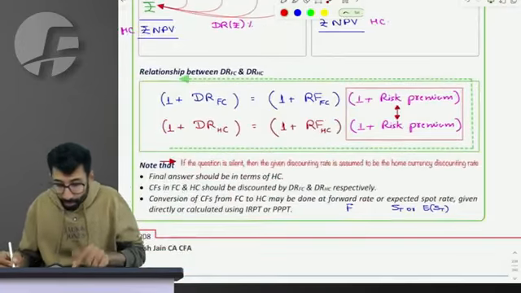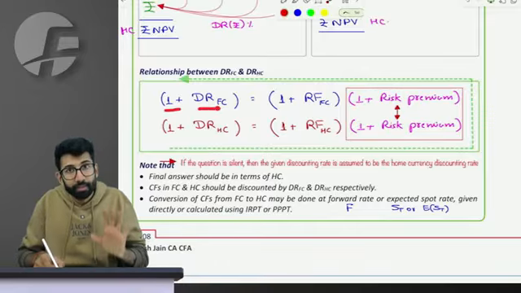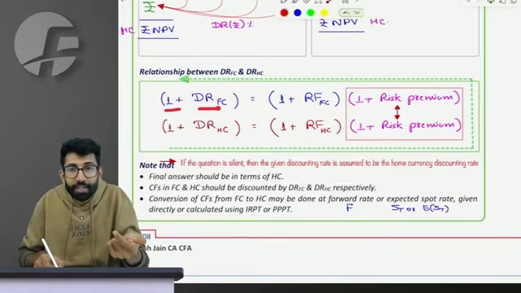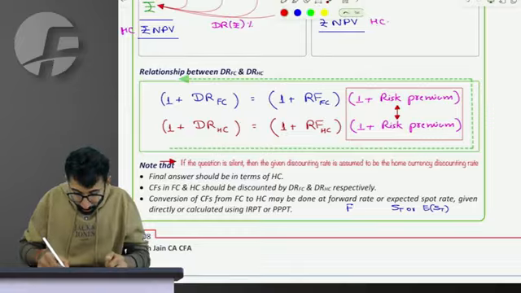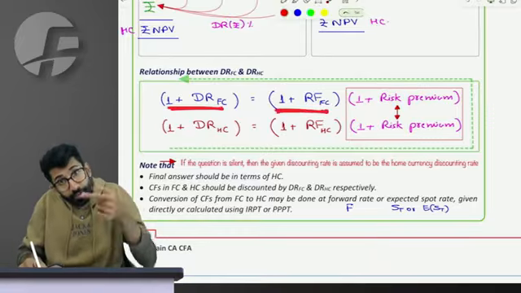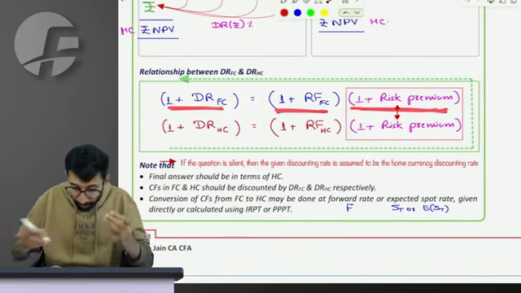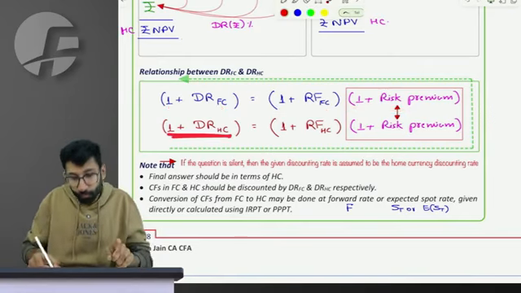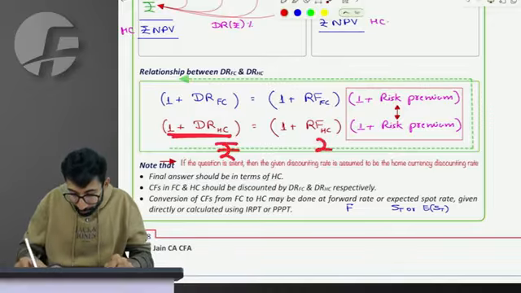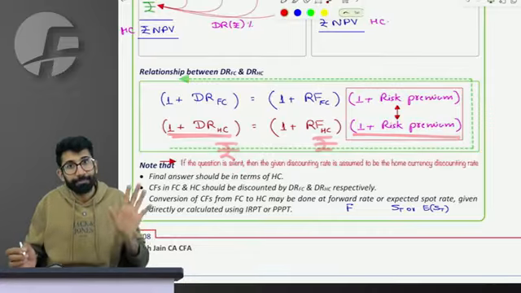So what is the relationship? Let us observe. 1 plus discounting rate. The relationship is not additive, it is multiplicative. 1 plus the discounting rate of foreign currency is 1 plus the risk-free rate of foreign currency into 1 plus the risk premium. Similarly, 1 plus the discounting rate of home currency, suppose rupee, is 1 plus the risk-free rate of rupee in India into 1 plus the risk premium.